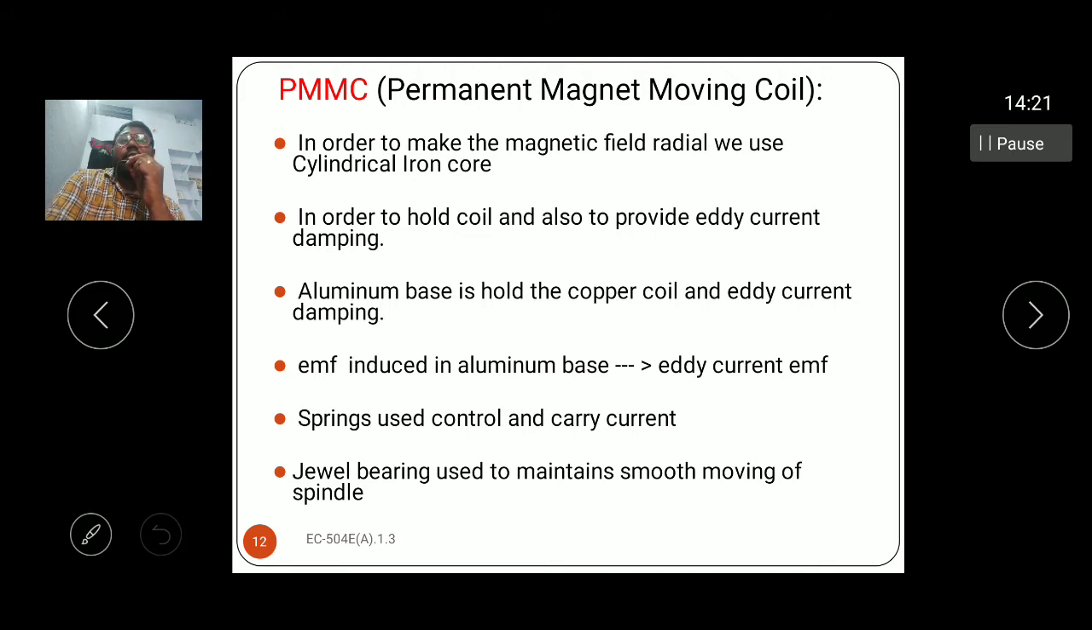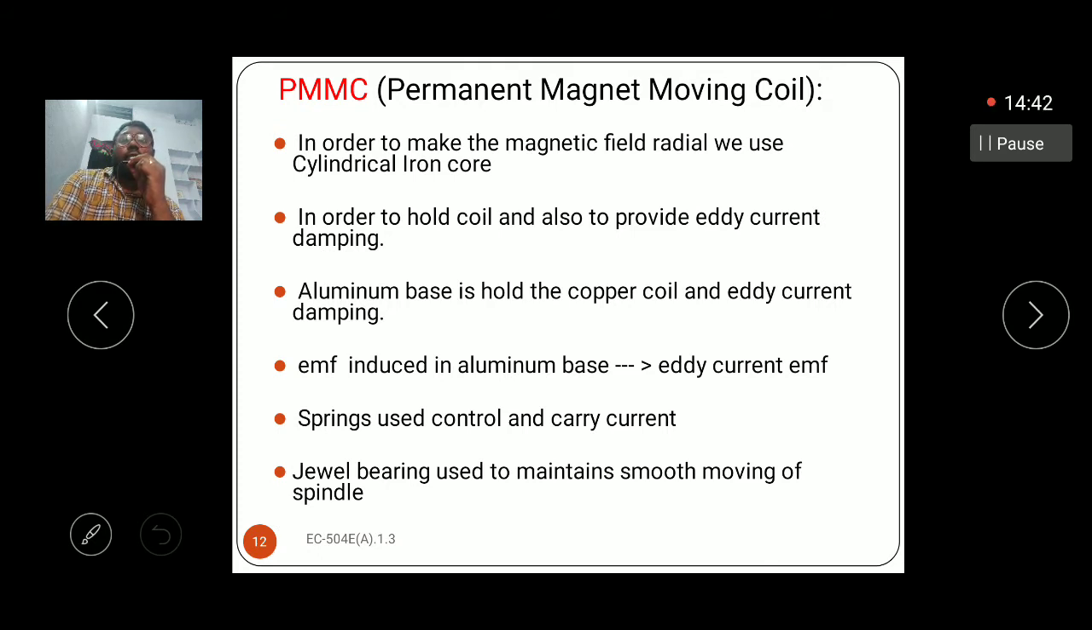The first one is the cylindrical iron core. The cylindrical iron core is used to make the magnetic field radial from the north pole to the south pole. That means from north pole to south pole, the magnetic field is radially distributed in the magnet with the help of the cylindrical iron core only.